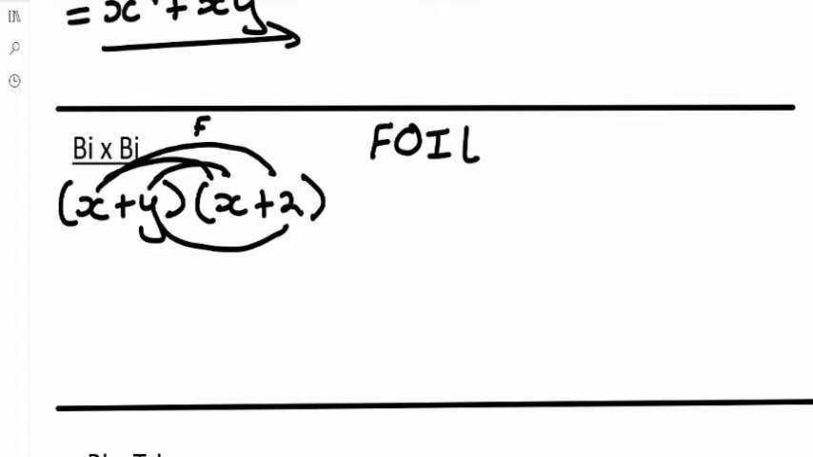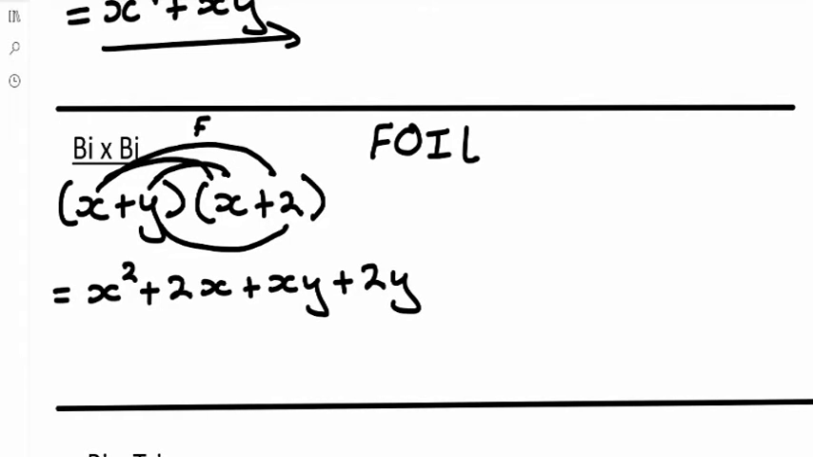So the first would be the x times the x, which would be x squared. The outer would be the outermost terms, which are the x and the 2, the positive 2. So x times 2 is 2x. Remember, you're multiplying these terms by one another. The inner terms are the plus y and the plus x, which would be xy. And the last would be 2y. There are no like terms in this expression, so that would be our final answer.